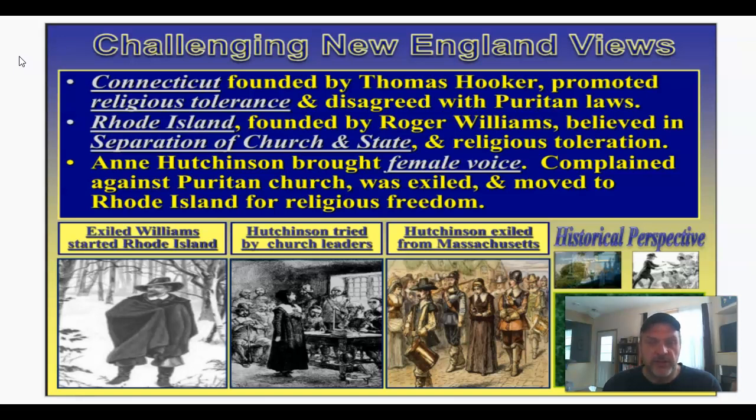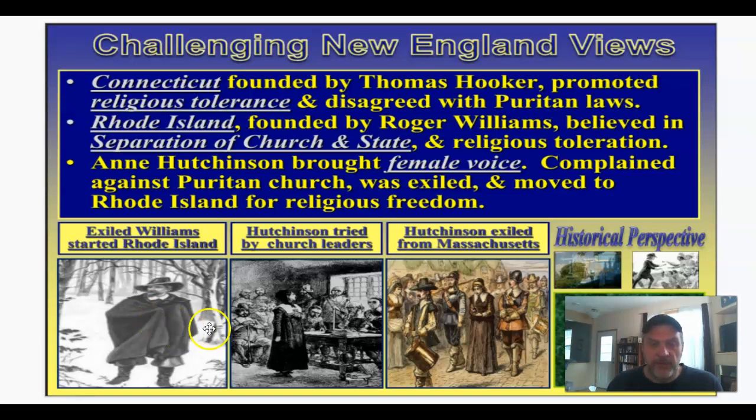Roger Williams, I mentioned his name before. He was a huge believer in this idea of separation of church and state, more religious toleration. He also was kicked out. You can see in the far left here, down in the lower left. He was exiled from Massachusetts Bay Colony, and he went on to found the colony of Rhode Island.